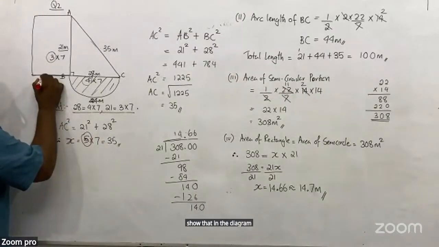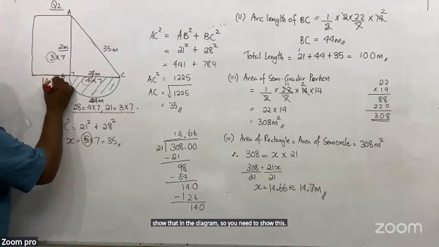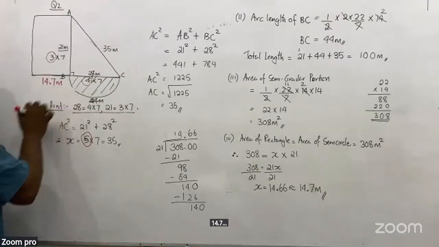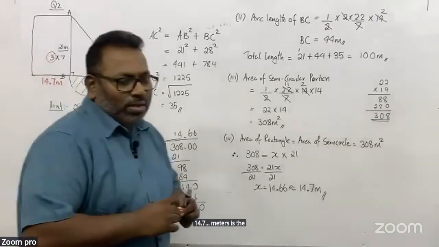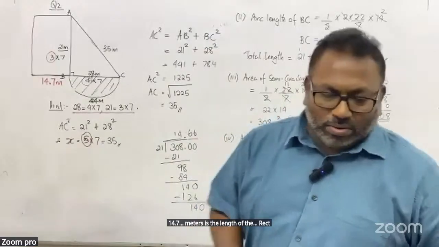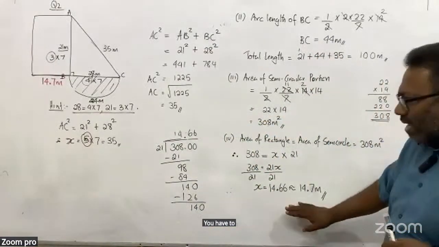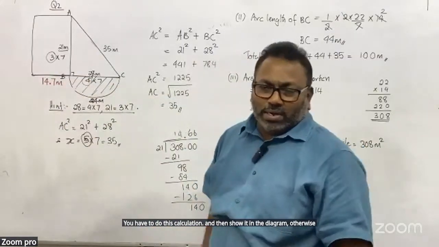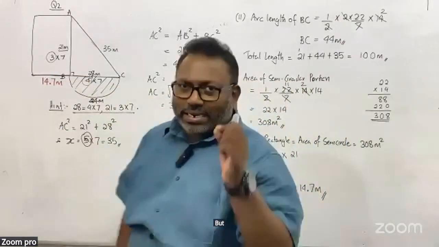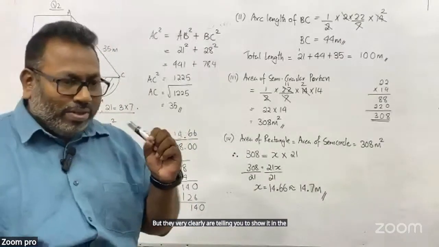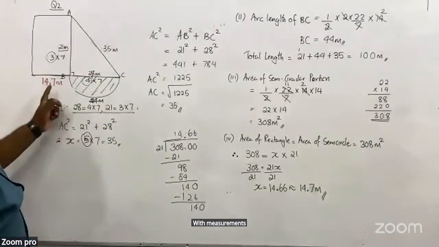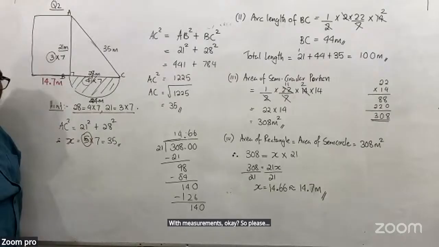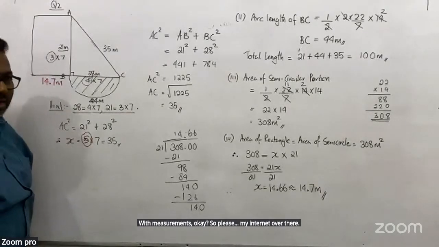So you need to show this: 14.7 meters is the length of the rectangle. You have to do this calculation and then show it in the diagram, otherwise you might lose marks. They were very clearly telling you to show it in the diagram with measurements. So please mention it over there. Any questions?